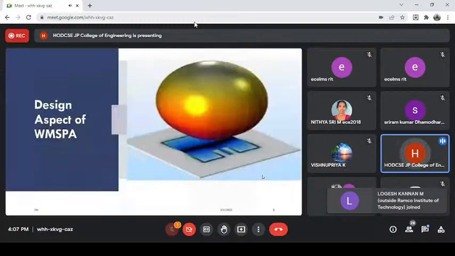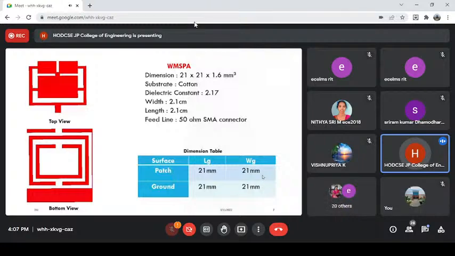Design aspect of the antenna. The overall dimension of the antenna is a very compact size: 2.1 cross 2.1 cross 0.16 centimeter cube. Here the substrate is cotton substrate. The top view is the array patch. This array patch is used. The figure shows the bottom view of the antenna, which has the SRR. This is a ground substrate.